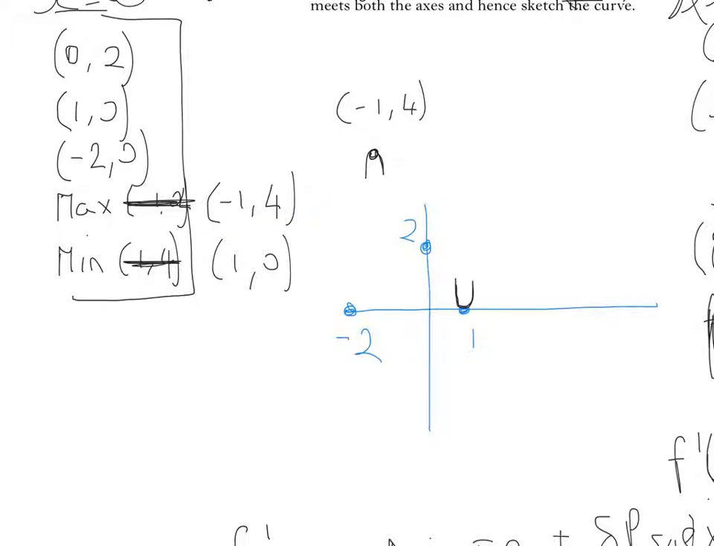I think halfway through the question I misread that, or miswrote it down as -1, 0 and 1, 4, but it's actually -1, 4 and 1, 0. So a max at -1, 4, and a min at 1, 0. Go through here, here and here, and the curve would look something like this. And that's the final answer to the question.